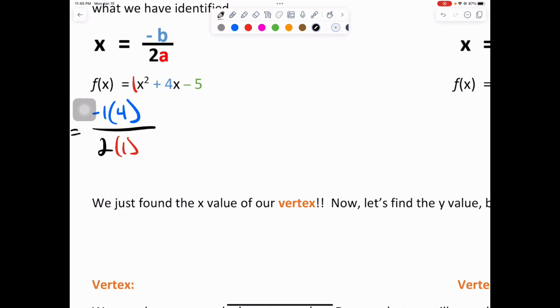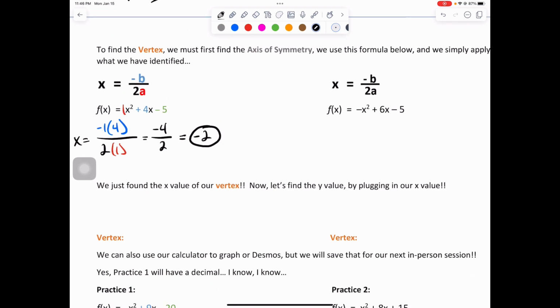All right, so now if we do the math here, well, -1 times 4 is -4. We set that over 2 times 1, which is 2. I know, seems so basic, right? But then again, that's all math is. Identify, recognize, and sequence. Equals -4 divided by 2, which is -2. All right, we have found the first half of our vertex here.